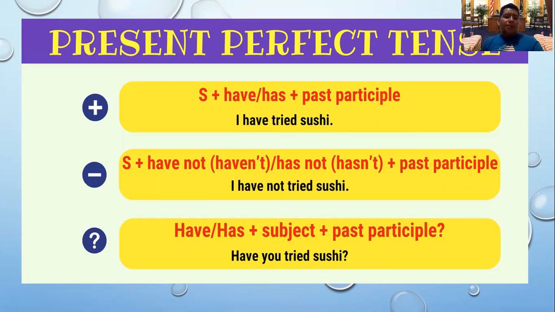This was the affirmative form. Now let's see the negative form. Okay, so we have the same. We have a subject, we have not or haven't, or has not or hasn't with he, she, it, and the past participle. I have not tried sushi. This is an example. Now in the questions, we're going to start the question with have or has, the subject, and the past participle. Have you tried sushi? Yes, I have. Or no, I haven't. Let's continue.